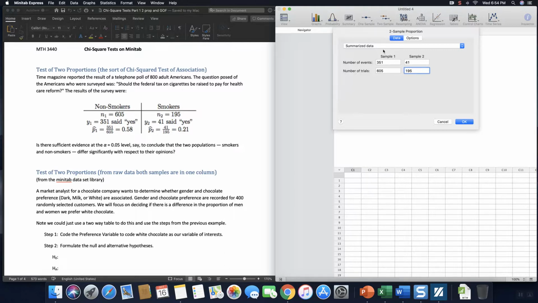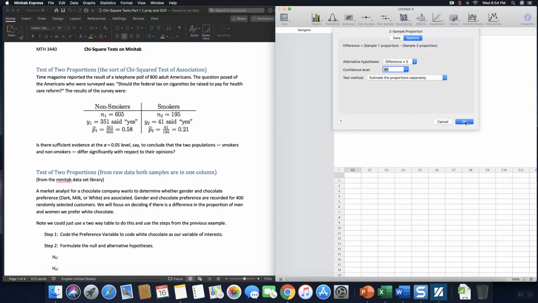Let's check our options to make sure those are set correctly. All right, and difference not equal to 0. I am just looking to see, does it differ significantly? So yes, not equal to is what I want. Yes, we're estimating the proportion separately. I don't care about the confidence level because I'm not doing a confidence interval with this one. Let's go ahead and hit OK.